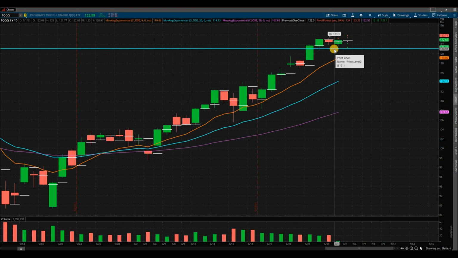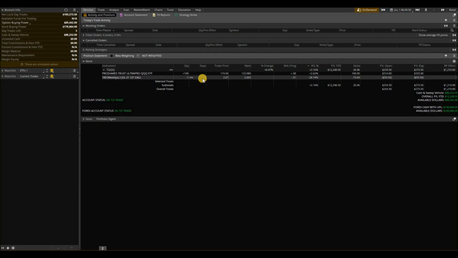In this case, I'm thinking I want to roll this position, and now I'm going to show you how to roll this position. I go back to my call option here, which I sold at 121. And as you can see, the price is currently above that 121 price. It's currently at $123.